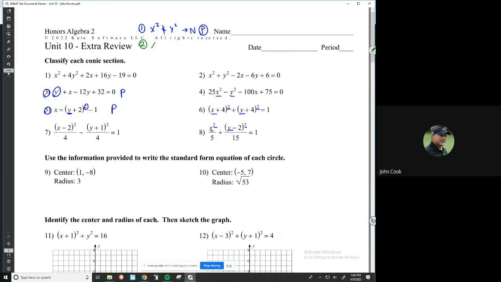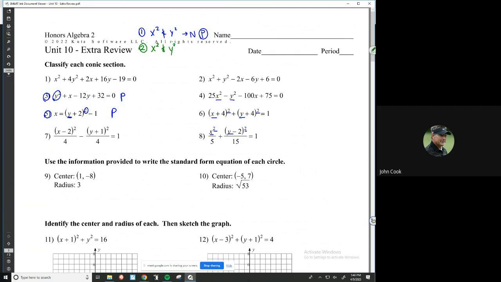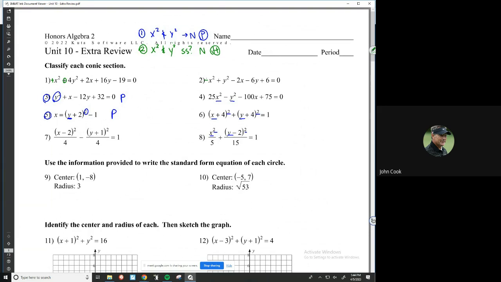Do x squared and y squared have the same sign? If you say no, then that makes them hyperbolas. So let's hunt down some hyperbolas. The x squared and the y squared are both positive here. So no, that's okay so far. X squared and y squared are both positive here. Number 4, looks like we have a negative y squared and a positive x squared, so that makes this one a hyperbola.